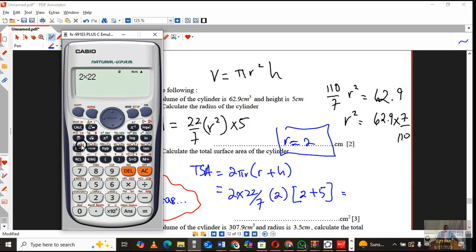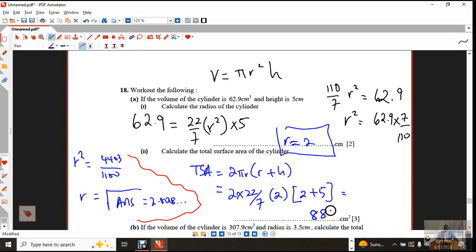Okay. 2 times 22 upon 7 times 2 times, in brackets, 2 plus 7, okay, good. Anyway, the answer is 88. So this would be 88 centimeters squared. And that is the total surface area of the cylinder.